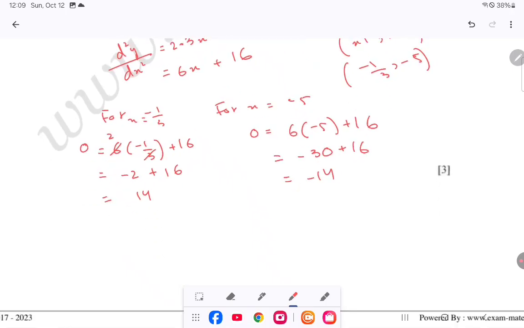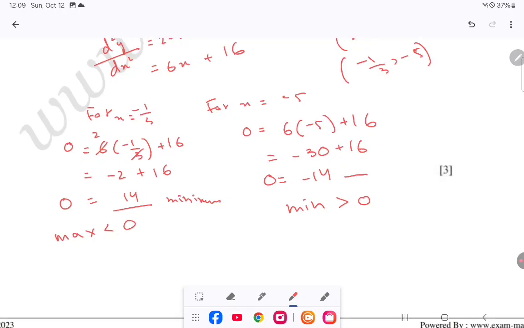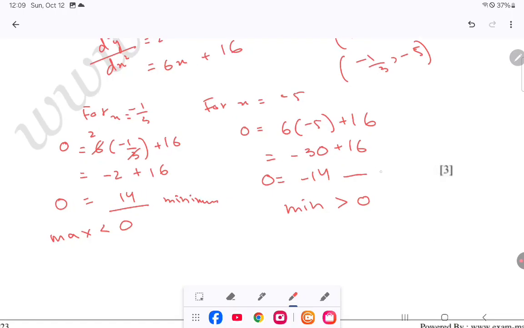In order to find if it is a maxima or minima, the maxima is less than 0 and the minima is greater than 0. So this is our 14 greater than 0. This is our minimum. And this is our negative 14 which is lesser than 0, which is our maximum.